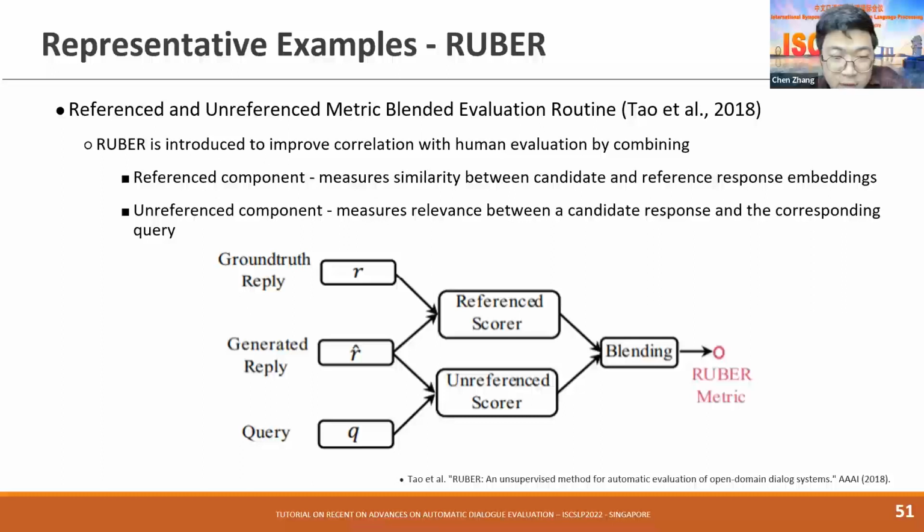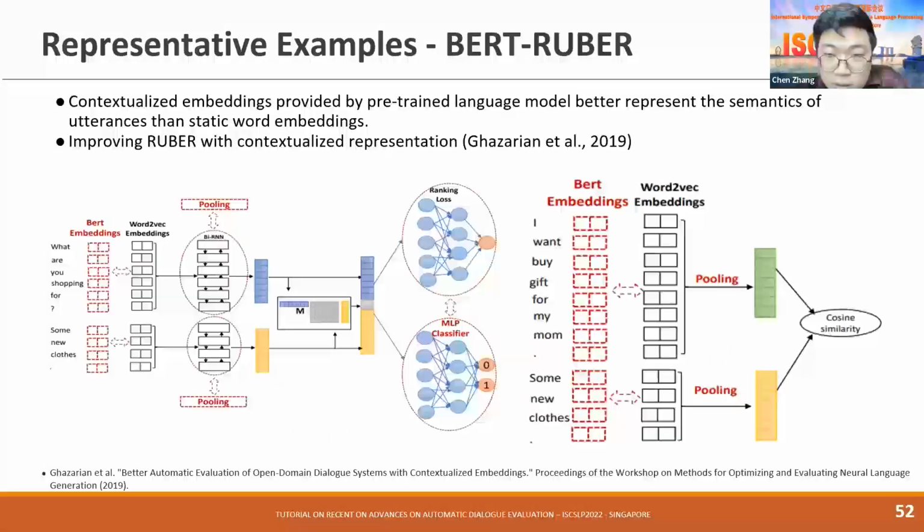After that, the scores of both the reference component and the reference-free component are combined to derive the single RUBER score of the response. The authors observed an increase in correlation with human evaluation by introducing the reference-free component. So that's that early work on the reference-free metric.